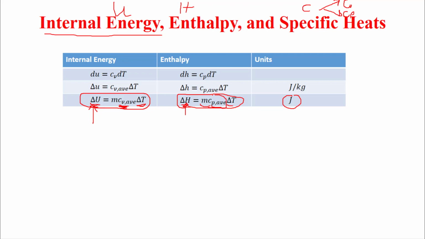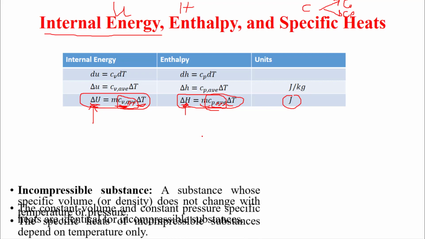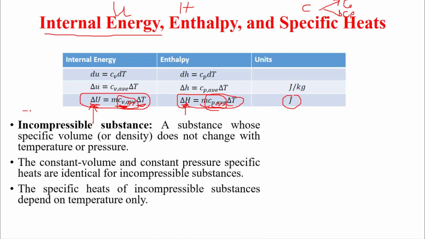Why do we take the average value? Because we have temperature variation, and the specific heat value will vary. Then usually we take the averaged value, and usually we drop this averaged subscript. You will see in the coming equations that CP is written without adding average as a subscript.